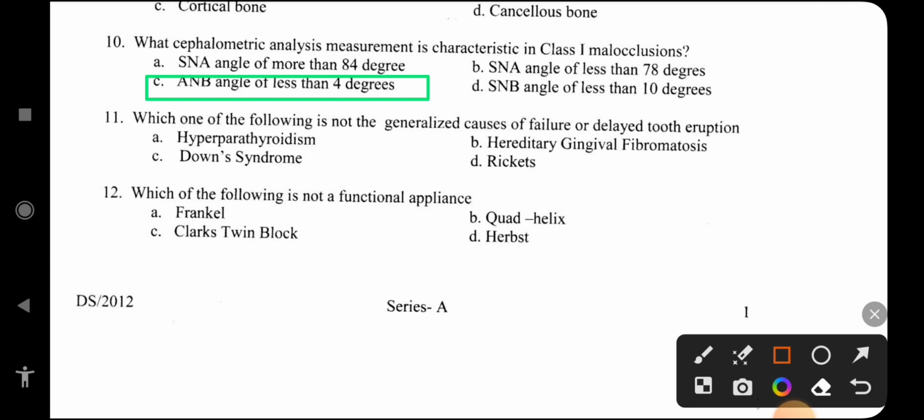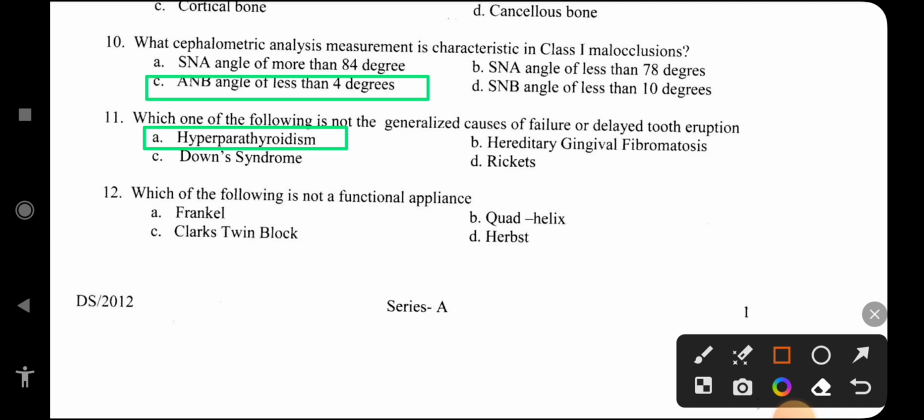class 1 malocclusion. Next question is which one of the following is not the generalized cause of failure or delayed tooth eruption? Options are hyperparathyroidism, hereditary gingival fibromatosis, Down syndrome, or rickets. And the correct answer is hyperparathyroidism. Hyperparathyroidism is not the generalized cause of failure or delayed tooth eruption.